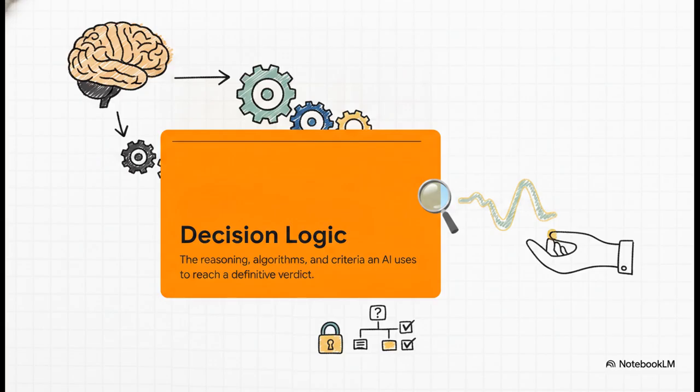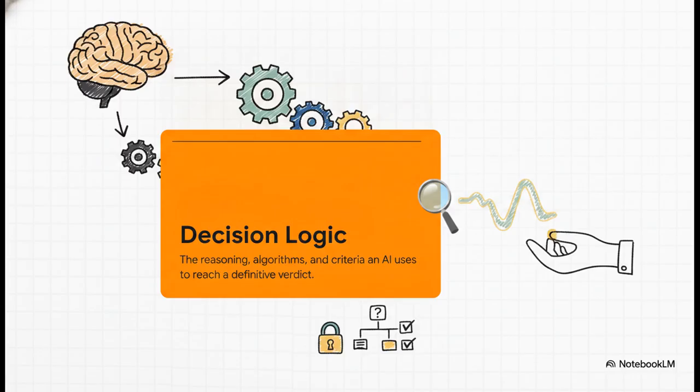Now, whether you're a deeply technical engineer or a big-picture strategist, grasping this is absolutely non-negotiable. Look at it this way. If an AI denies a bank loan, or approves a medical scan, or accidentally orders 10,000 staplers for a tiny remote office, it didn't just guess. It used its decision logic.